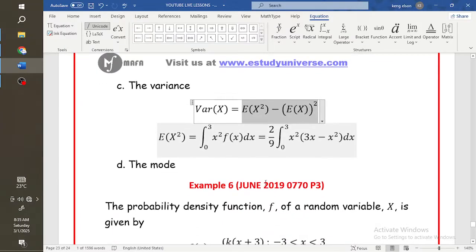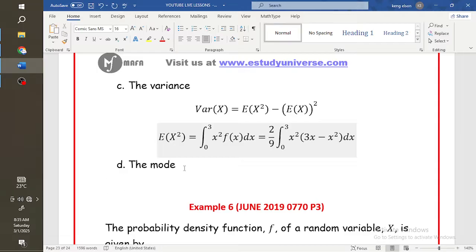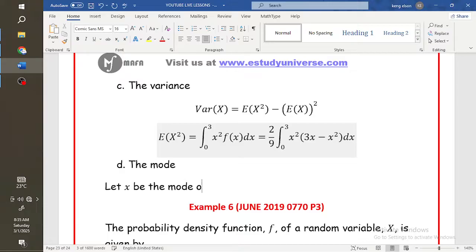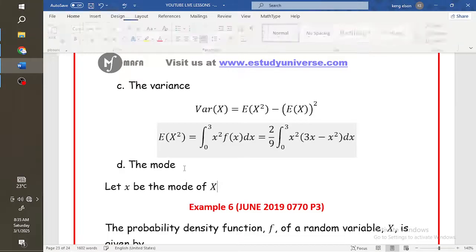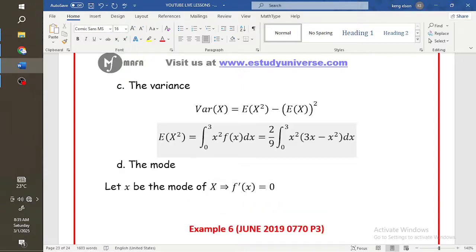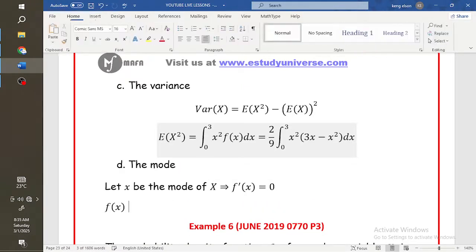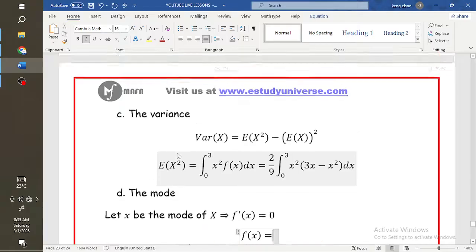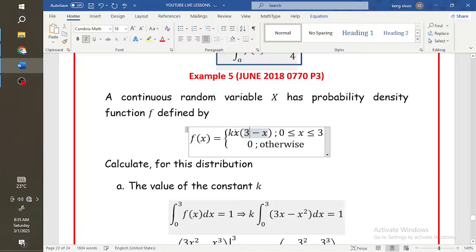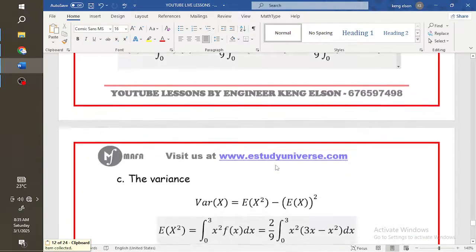So I'm running to come to the mode. So what is the mode? If I say let x be the mode of capital X, what does this mean? This means that we have to solve the equation f prime of x equal to 0. So my f of x, according to what I have, where's our f of x? We come back here, this is the f of x. I'm just going to differentiate, equate to 0, and find the value of x. That value of x is my mode.